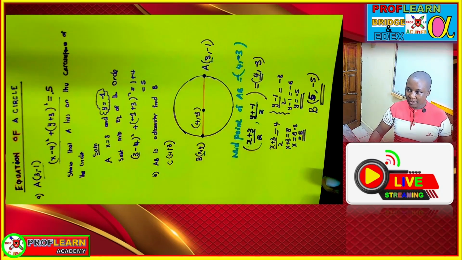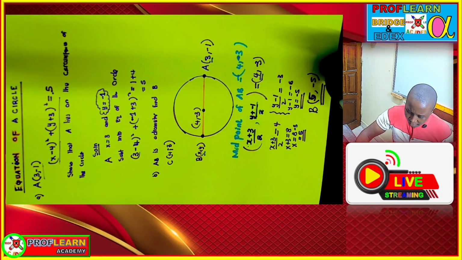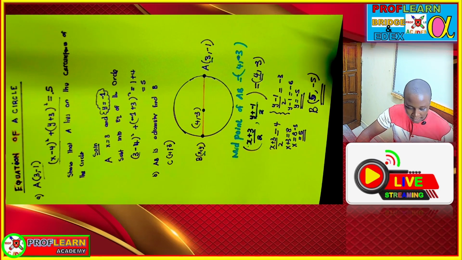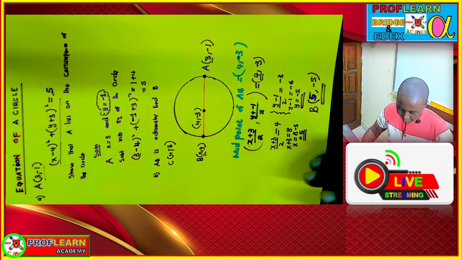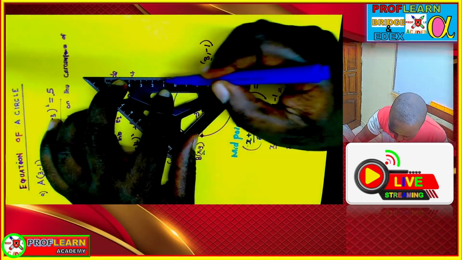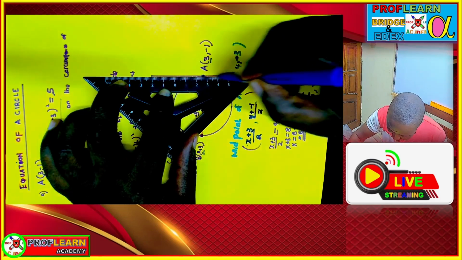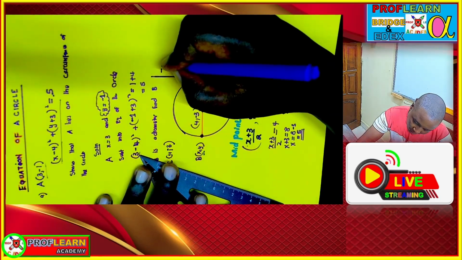So basically that is what we are expected to do. And then the next question asked here is to find the equation of the tangent to the circle at A. So what does that mean? For the equation of the tangent at A, first we need to appreciate that it is a line that is going to touch that circle at that specific point. This is the tangent.